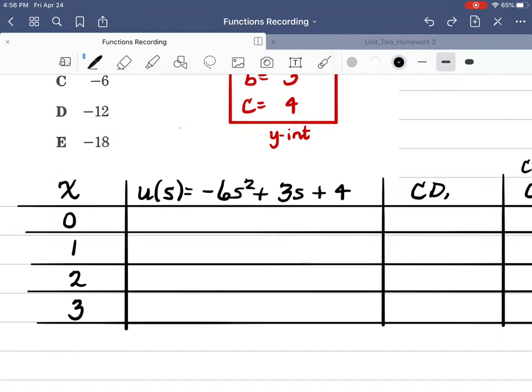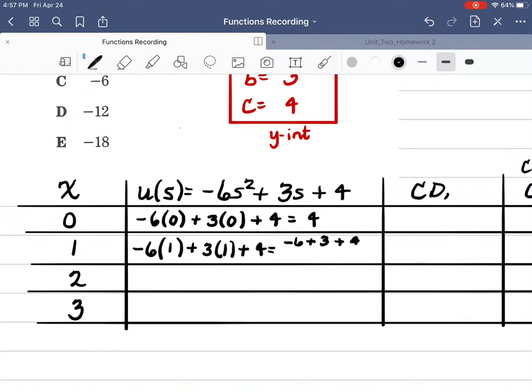But here's why. Negative 6 times 0 squared plus 3 times 0 plus 4. Again, those first two terms disappear. They're multiplied by 0, so that is 4. Then negative 6 times 1 times 1, plus 3 times 1 plus 4. So this would be a negative 6 plus 3 plus 4. If you want to break it out that far, that is going to give you a positive 1 as your output.